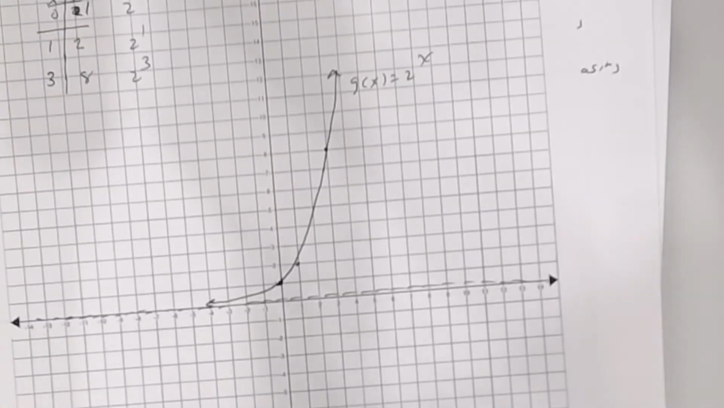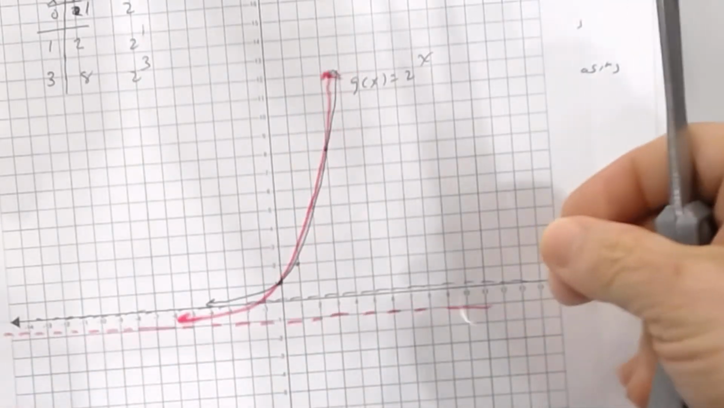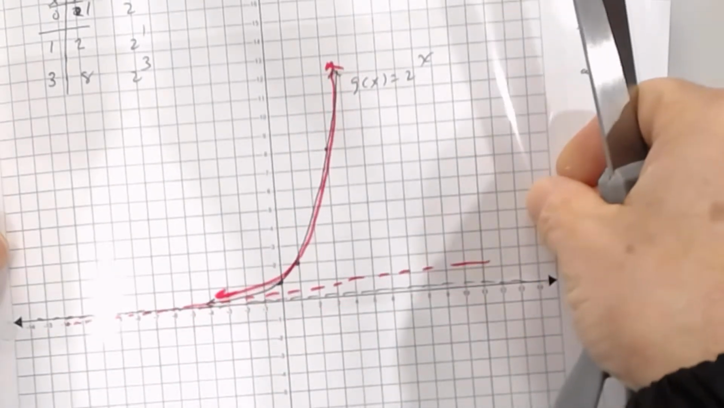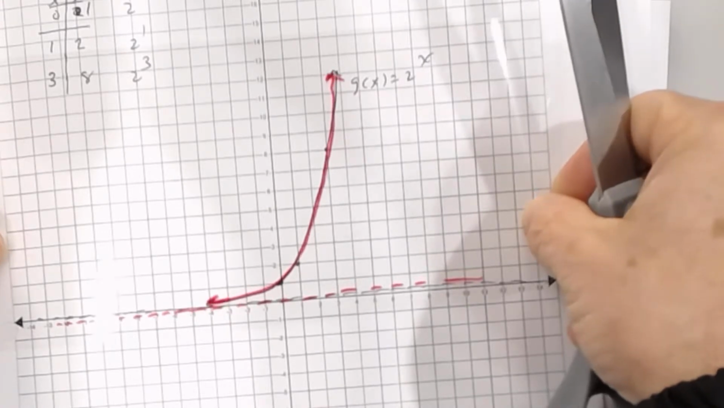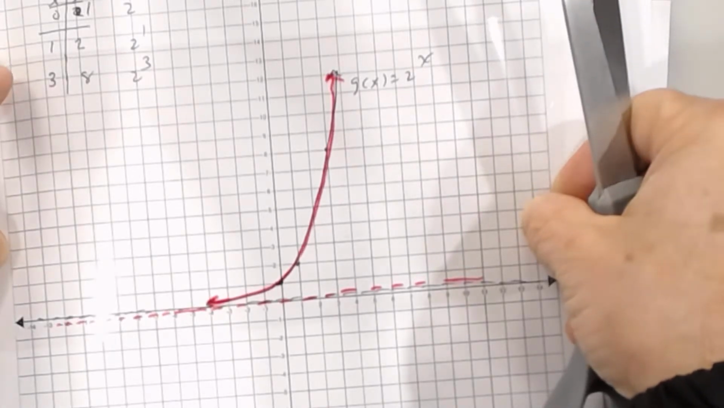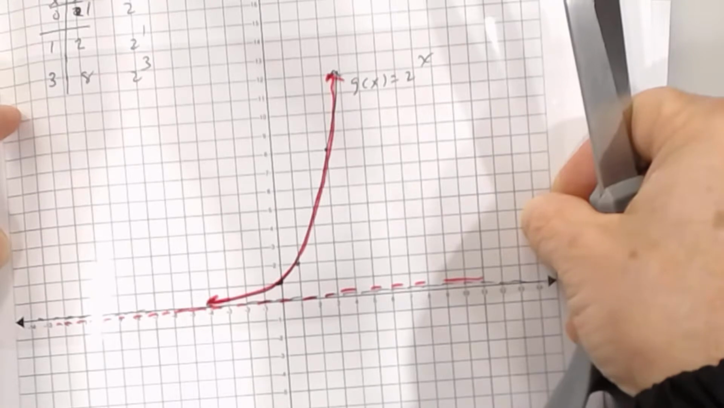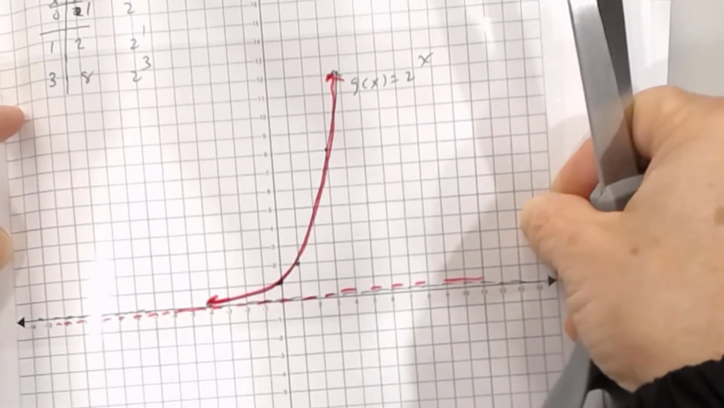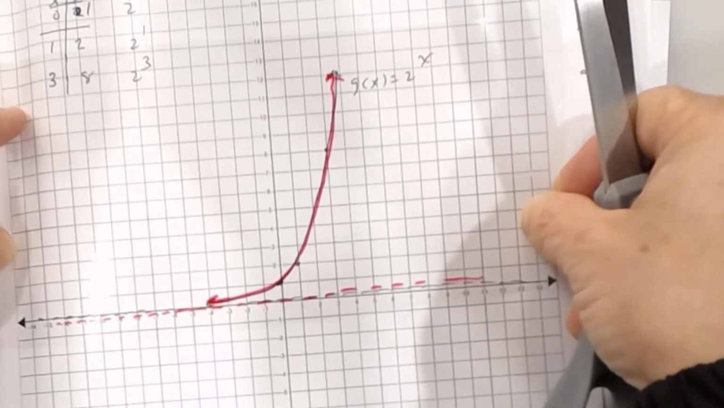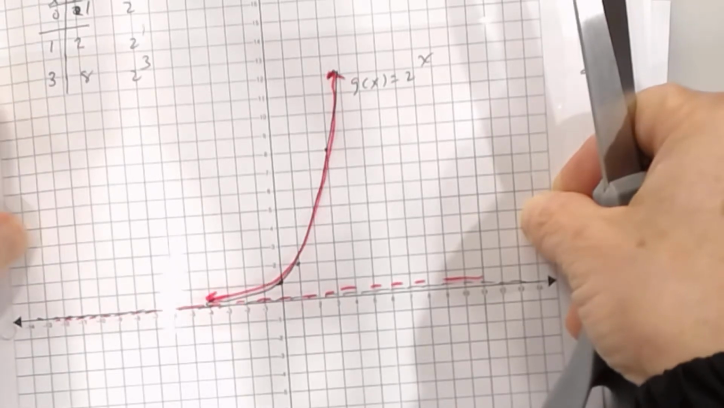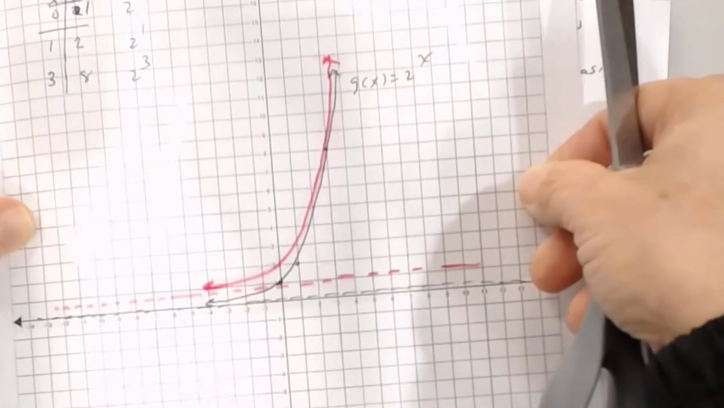So, okay, I'm going to put the same shape over it, okay? And remember, we just said that negative does what? Reflects it about the horizontal asymptote, which in this case happens to be the x-axis. But is the x-axis always going to be the horizontal asymptote? No.